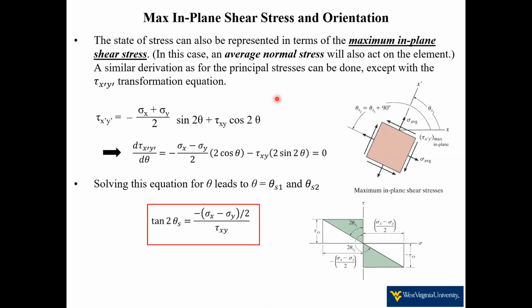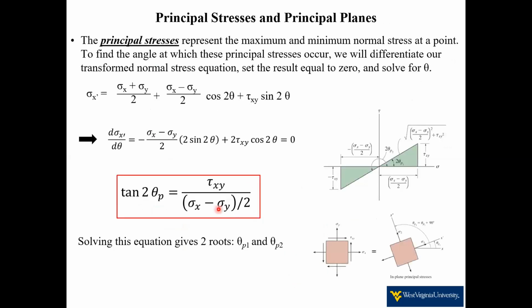All right. So in a similar fashion to what we did to find the angle for our principal stresses, we can do the same thing for our max in-plane shear stress. So we take the derivative of our tau x prime y prime equation with respect to theta, solve it for theta, and we get this very similar equation to our 2 theta p. So tangent of 2 theta s is equal to the negative of sigma x minus sigma y over 2 divided by tau xy. And if we go back, we'll see that's actually just the negative of the reciprocal of our tangent of 2 theta p equation.